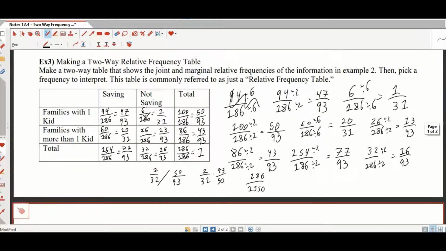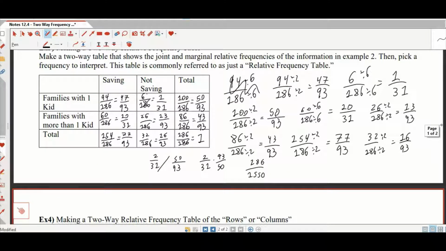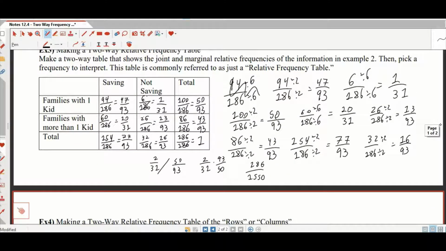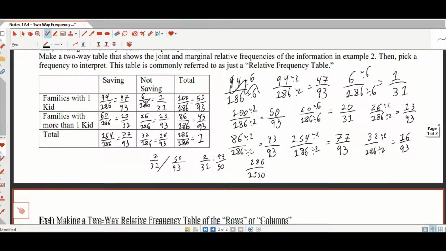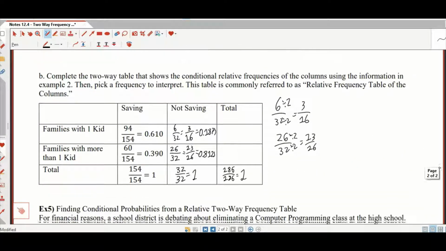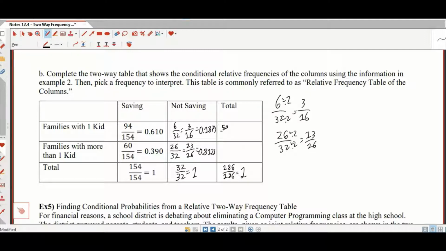Now the total is, again, 186 out of the 186 people we talked to, so that's a 1. And we actually did this already up here. 100 out of 186 and 86 out of 186, which is 50 and 43 out of 93. So this was 50 out of 93, and this was 43 out of 93. We already did that in a previous section. And 50 over 93 is about 0.538.